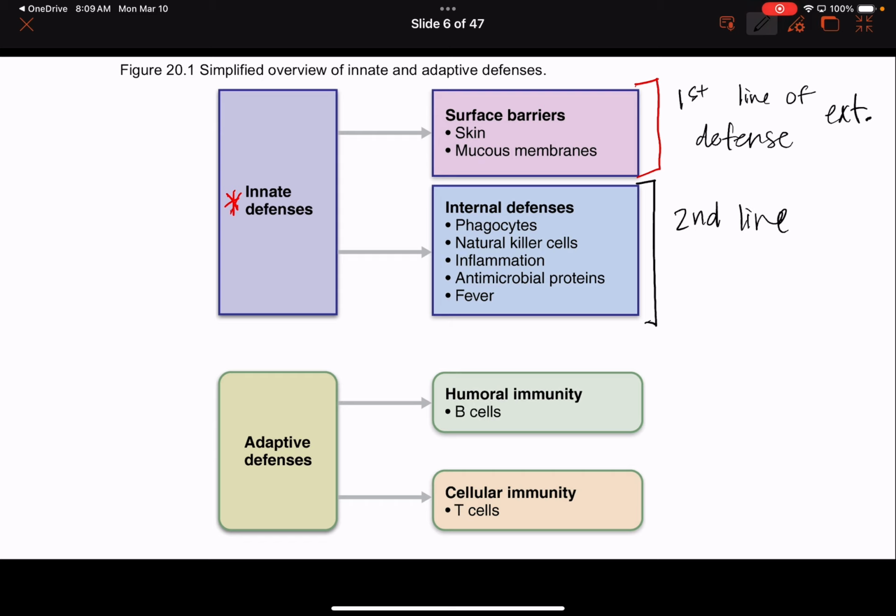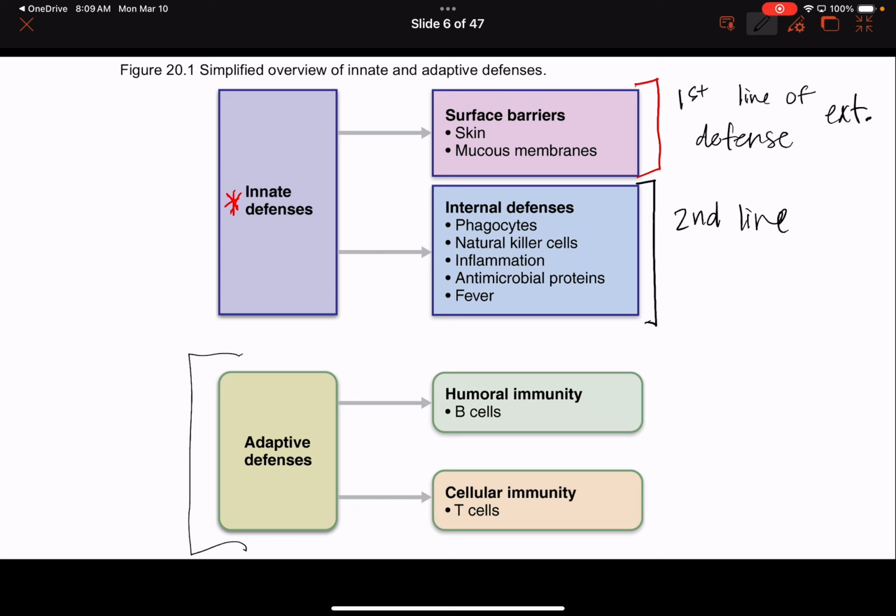But we have phagocytes that are going to do phagocytosis and engulf things that don't belong. We have natural killer cells, which you haven't heard about before in this class, so we'll go over those. Inflammation, which should be a review for you all, some different antimicrobial proteins, and then also fever. Okay, so those are all part of your internal defenses that are part of the innate defenses, the things that you are born with. And again, we'll get into all of these individually as we go through the lecture.